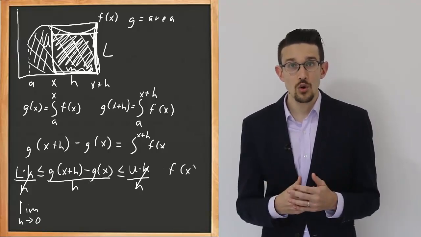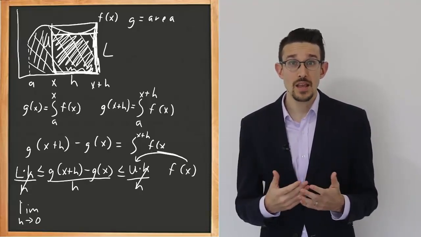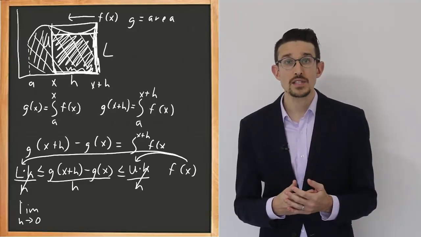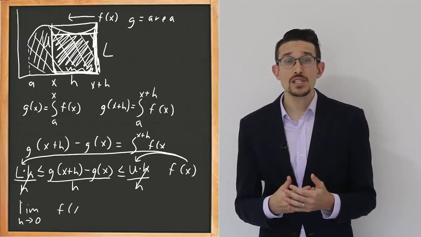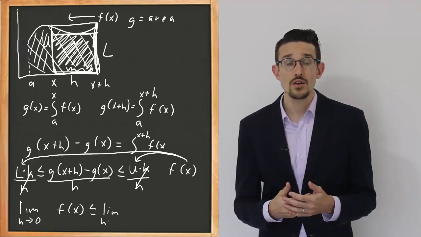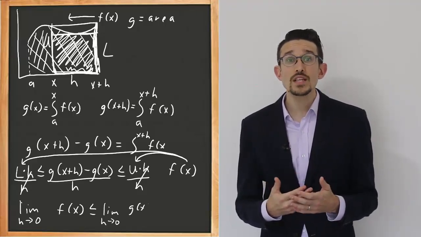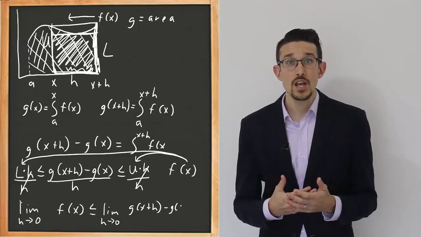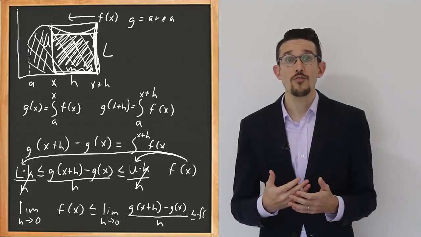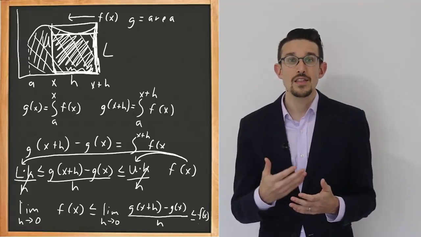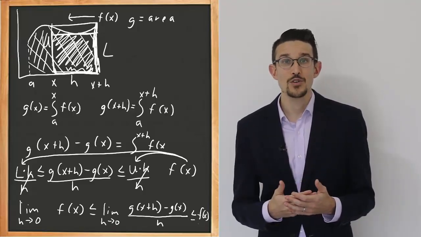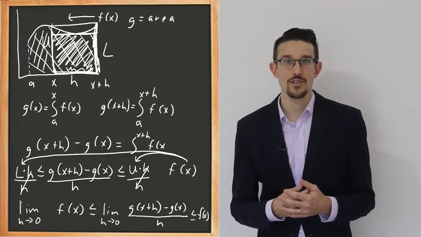Well, the upper height and the lower height are going to become the same since h is approaching 0. And that height we would call f of x. And in the middle, this limit is precisely the definition of the derivative of the function g. So what we've done is we've squeezed the definition of the derivative of g to the function f of x, and shown that the derivative of our area function is the value of the function itself, or conversely, the antiderivative of our function gives us an area function.